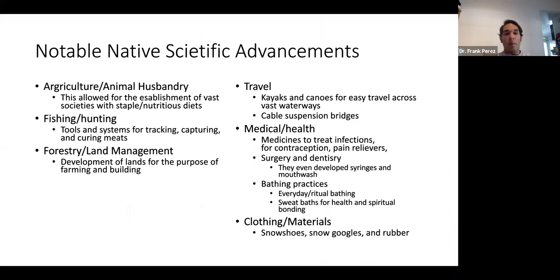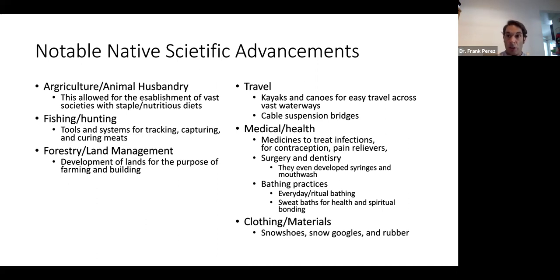There are several notable scientific advancements that we should be cognizant of, that again show the level of advancement here in Native societies. So we've talked a little bit about agriculture, right? So there's been this sense that Native Americans were able to domesticate corn, beans, squash, and other staple foods, right?